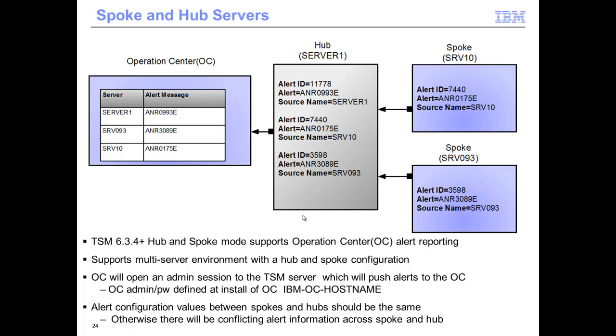What this slide is talking about is the activity logs and how the spoke servers will pass to the hub server their activity information that is used for specific alerts. So that when we go out and we look at the alerts, we have that information ready to be processed and passed up to the Operations Center.